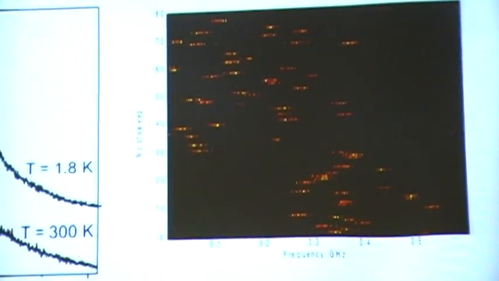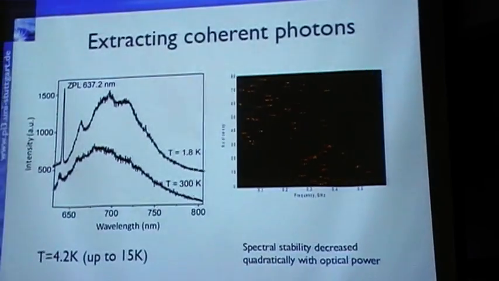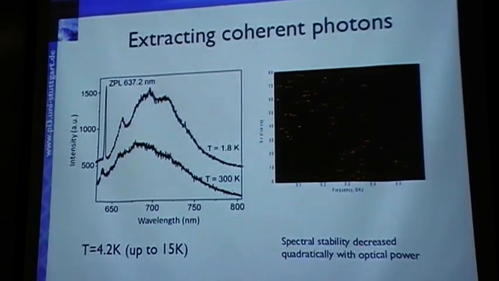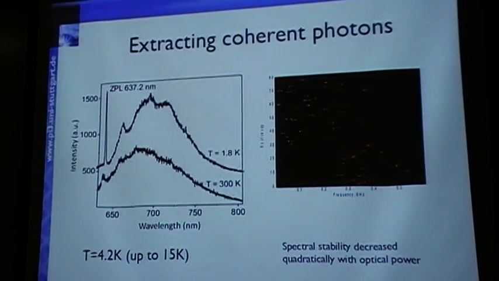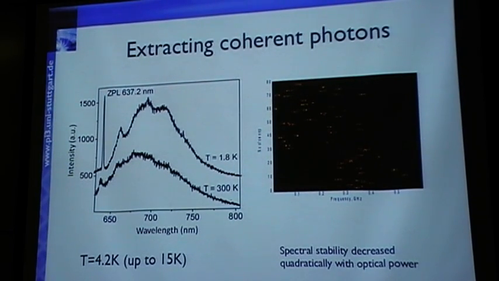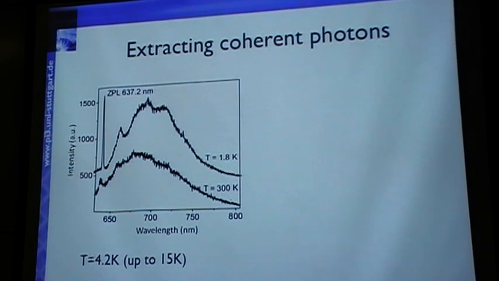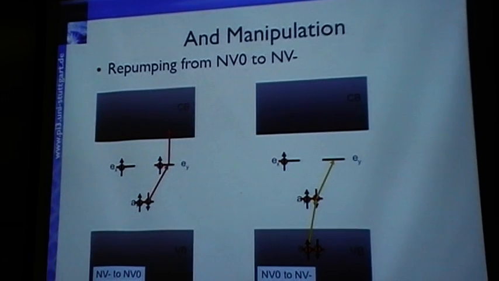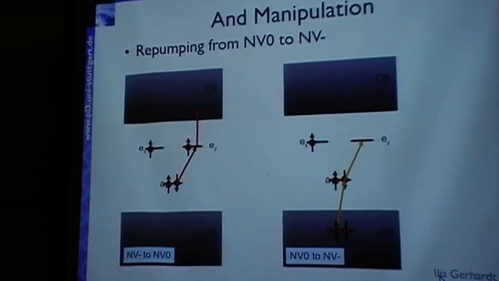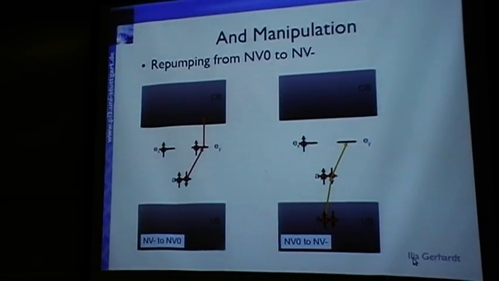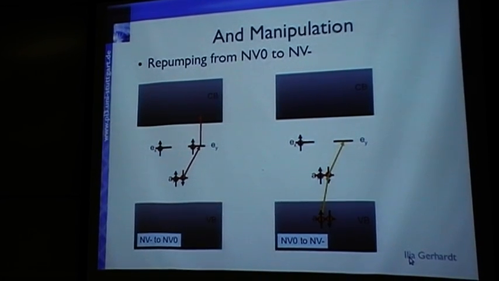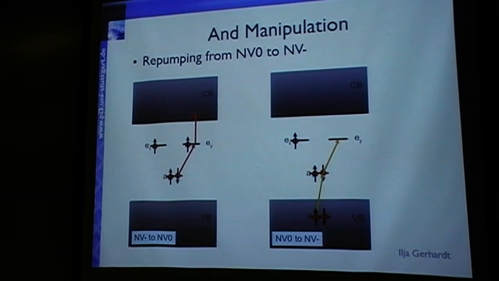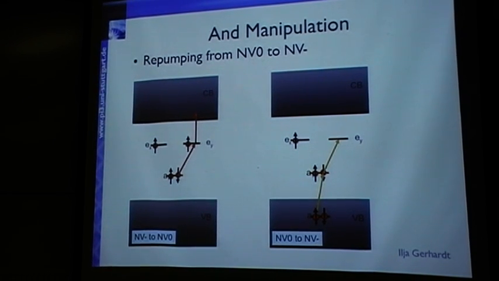We also realized that if we crank up the power, the spectral stability just goes down, and this is a quadratic process. So we had the feeling that this is a two-photon process. Here we see what we think is the current picture. This is the NV minus center. We have a valence band and a conduction band, and the two-photon process pumps it up to the conduction band, and then there's a decay to NV0.